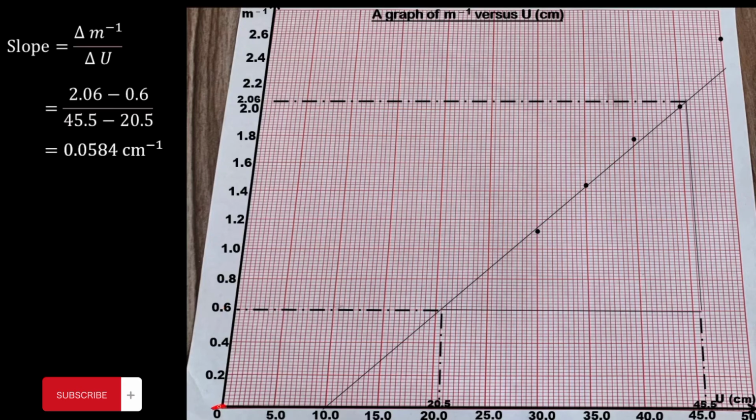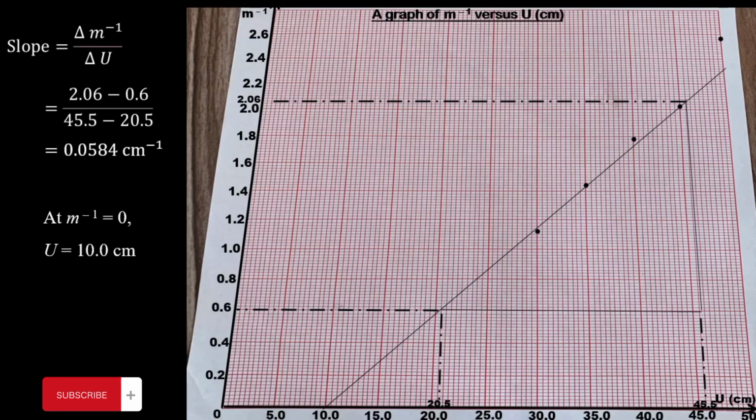Now what is the value of u? We come along the x-axis and we find the value of u. The value of u here appears to be exactly 10.0 centimeters. This implies that at m inverse equals 0, our u is equal to 10.0 centimeters. Just so that you know, the value of u should correspond to the focal length of the lens you have used. This implies that I used a converging lens that has a focal length of 10.0 centimeters.